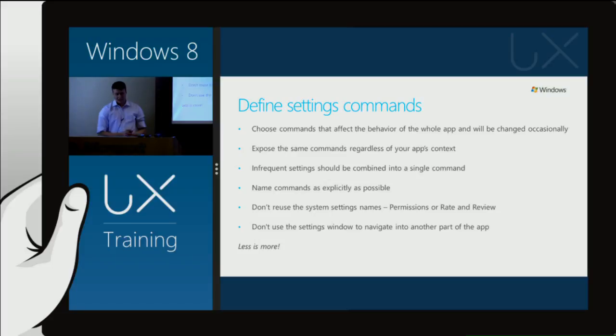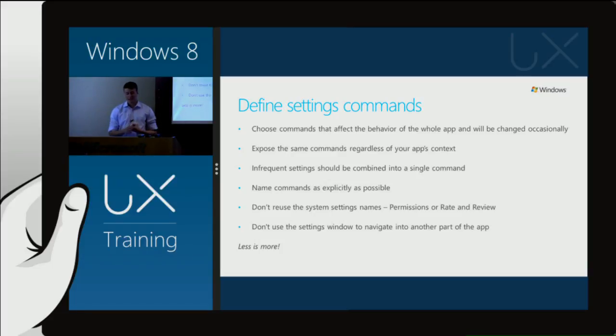As for how you think about defining your settings commands, some tips to think through: think about things that will be exposed globally across your app and aren't specific to an individual item that's selected. Each time the user brings up the settings charm and clicks on the settings to see the settings in your application, we expect the user to be able to see those same things so they know that there's a consistent way they can get to those settings.